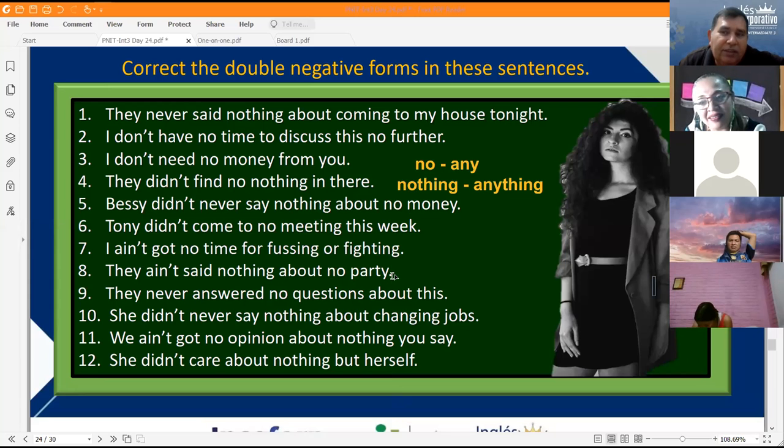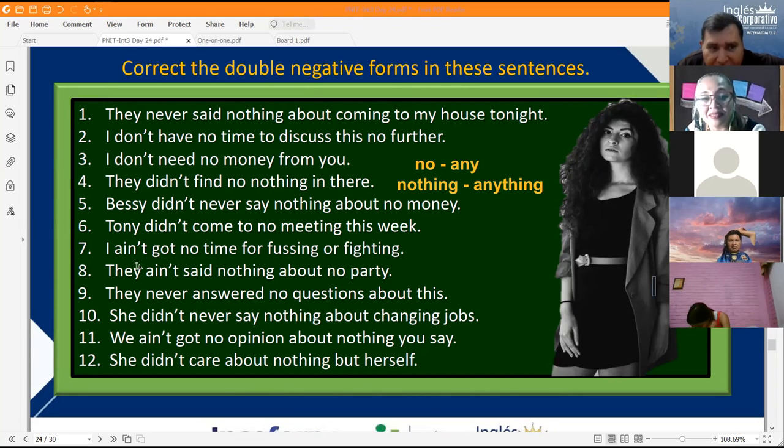Ain't is a negative form that Black people use. Okay, so when you see ain't, stay away from ain't. But people say, come on, man, I ain't got no money, right? I ain't got no money is I don't have any money. So it's like I haven't got any money. But this is wrong. Of course, it's wrong.